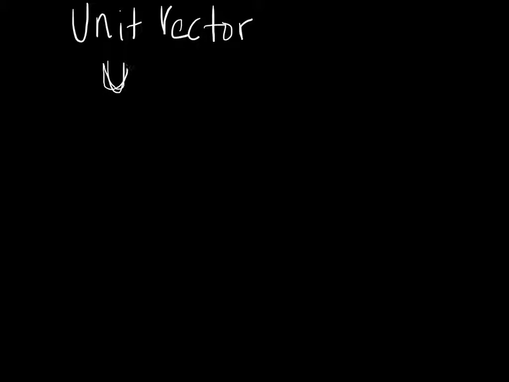Okay, so what's the deal about unit vectors? If you're given a vector u, again we're going to highlight it in your notes, and it has the length of 1, which means it has the magnitude of 1, that's called a unit vector. It's just one unit.